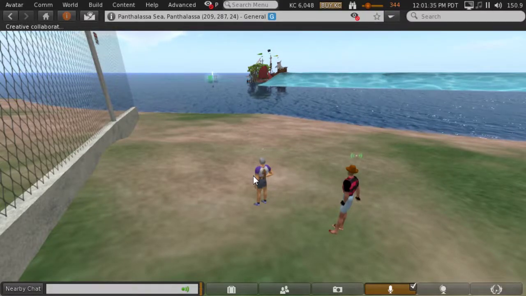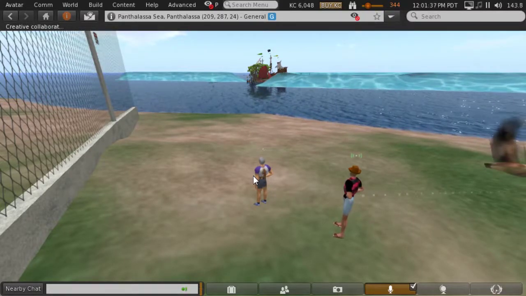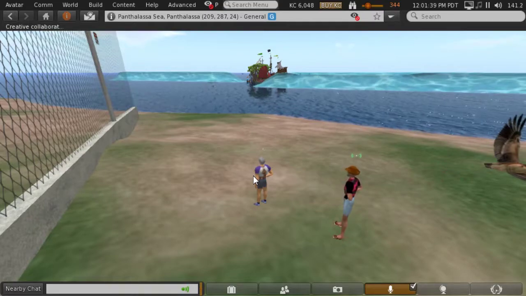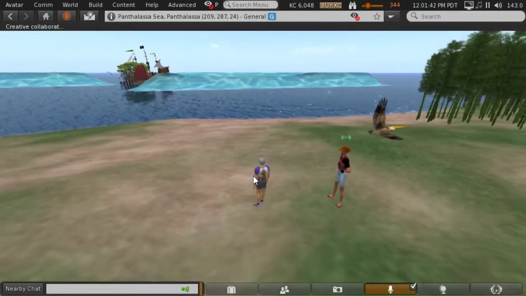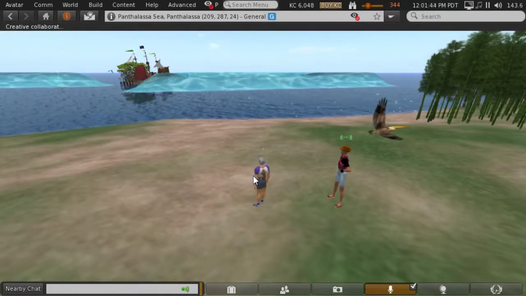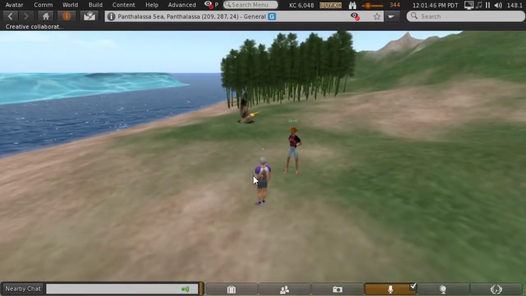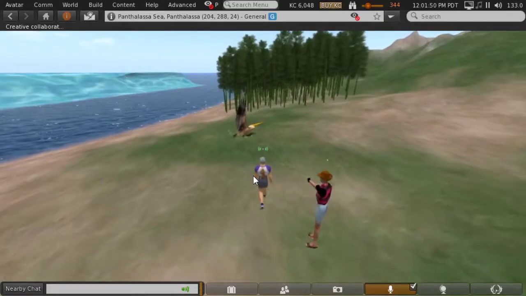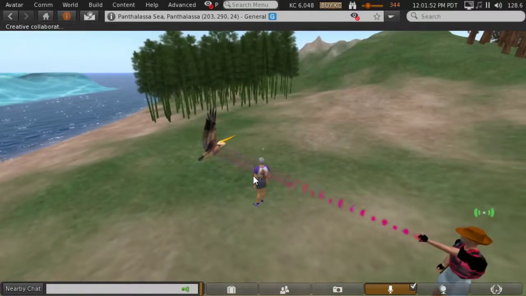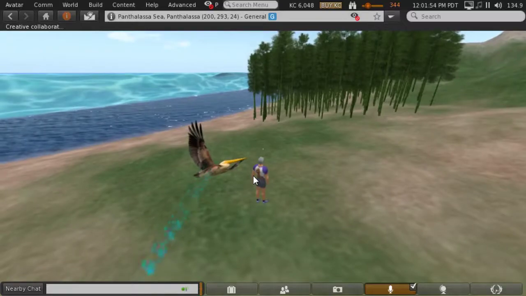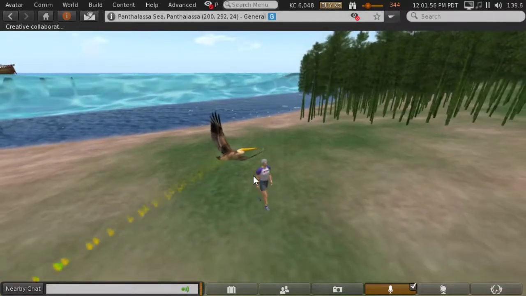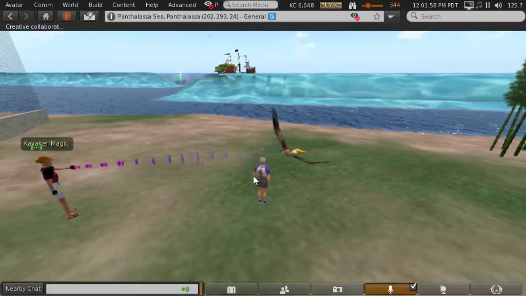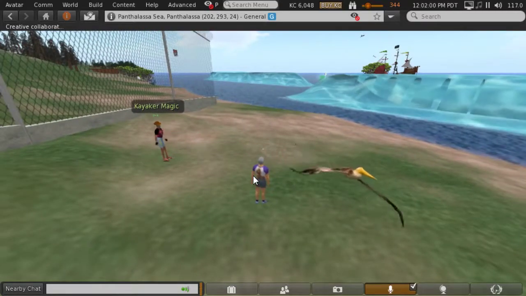Here, let's drag one out here and try to keep it from running away. When I made this pelican, the body is a sculpt and the wings are flexies. I see that they're flexies. If I get him to flap, I'm trying to get him reset so he doesn't fly away. Oh no, that won't help anymore, will it?